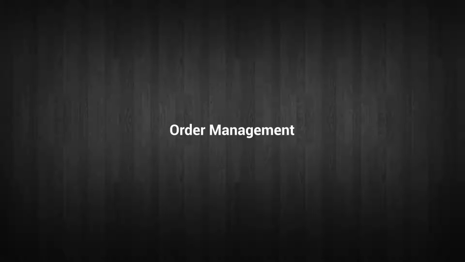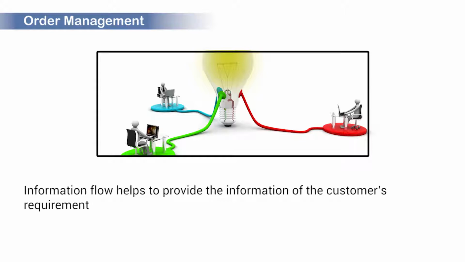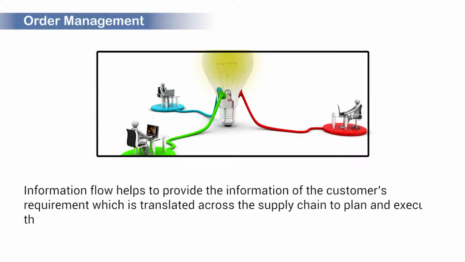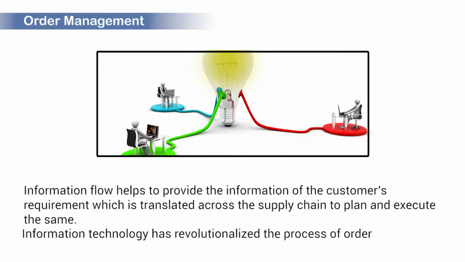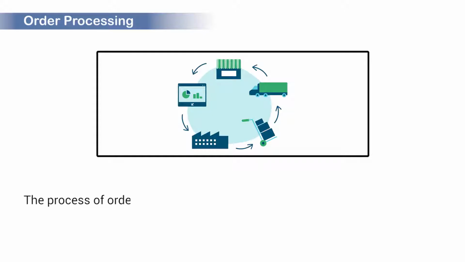Order management. Information flow helps to provide the information of the customer's requirement, which is translated across the supply chain to plan and execute the same information. Information technology has revolutionized the order management process, which helps in an efficient logistics system.